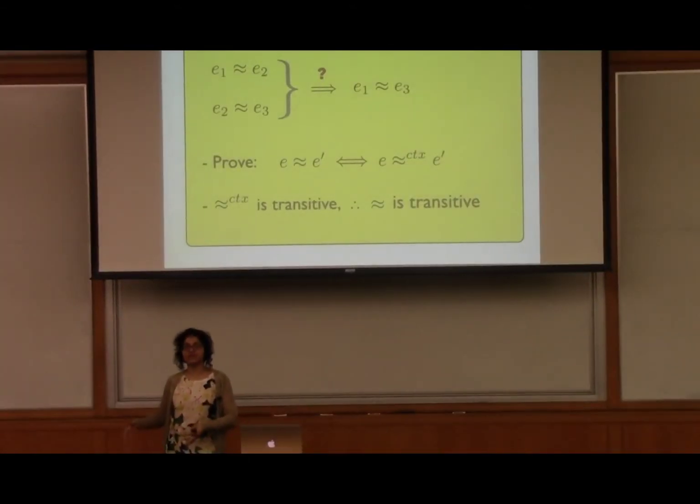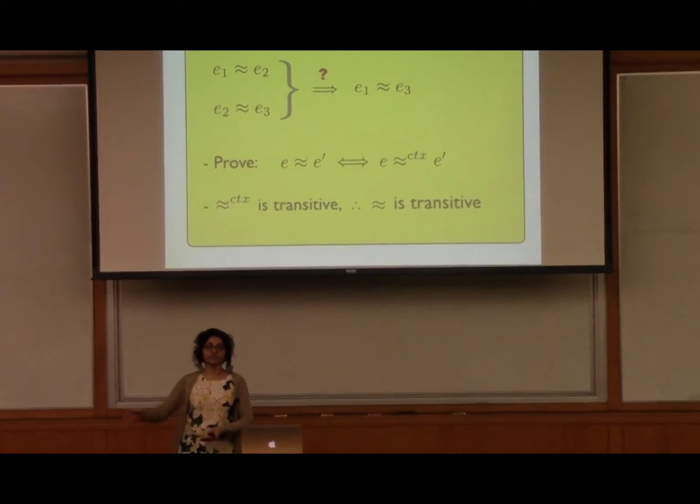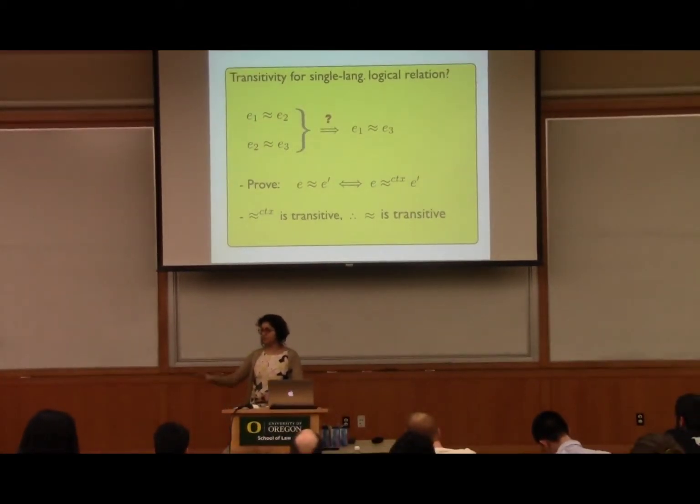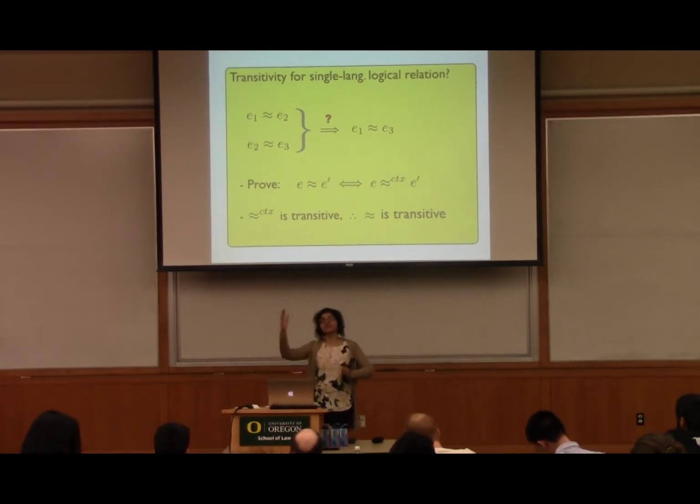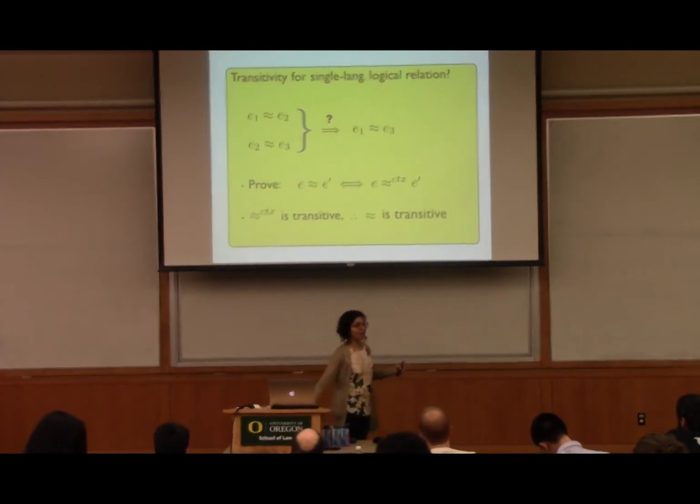Contextual equivalence, the definition is, it's trivial to prove that it's transitive. Proof is like a one-liner almost. And therefore, since contextual equivalence is transitive, it must be that the logical relation is transitive. This is how we all do these proofs.